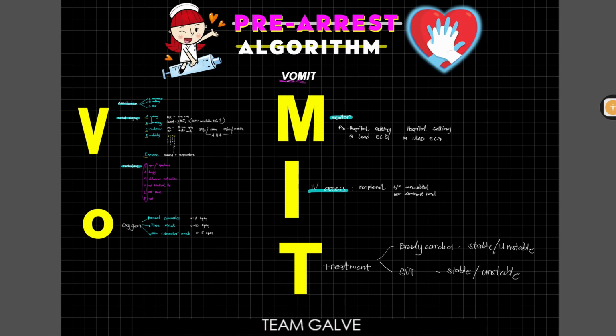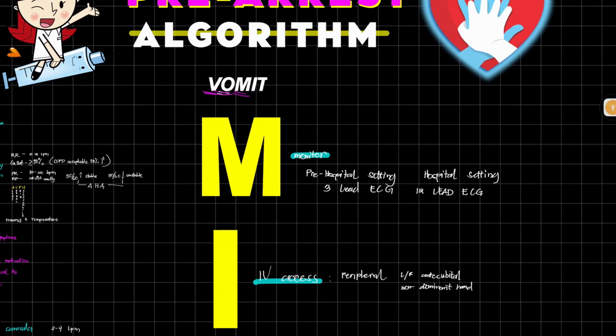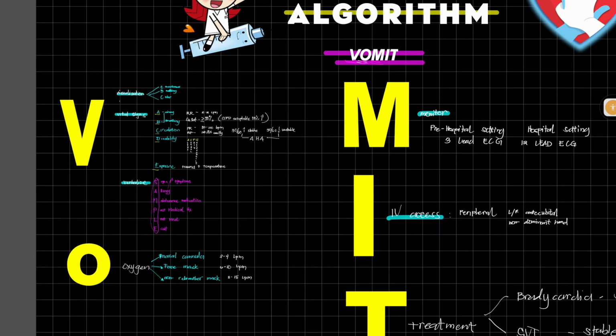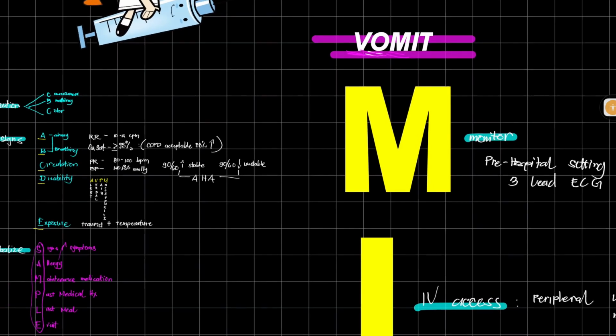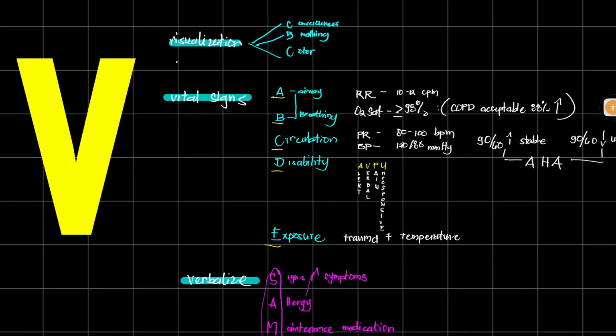Alright? But once again, ang bilis lang, di ba, ng pre-arrest algorithm. Tatandaan mo lang lagi yung acronym mong VOMIT. You have to remember this one. VOMIT. Para hindi ka naliligaw. I-brush up natin. Pre-arrest algorithm, your first thing in mind is you will think about the acronym VOMIT.